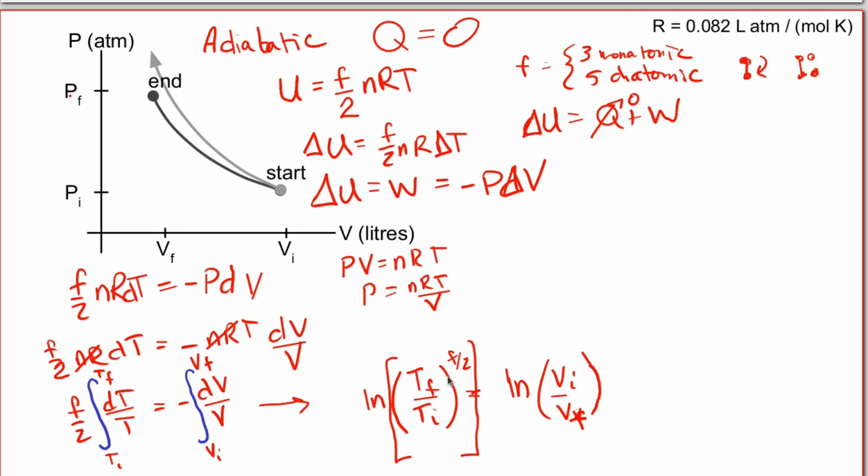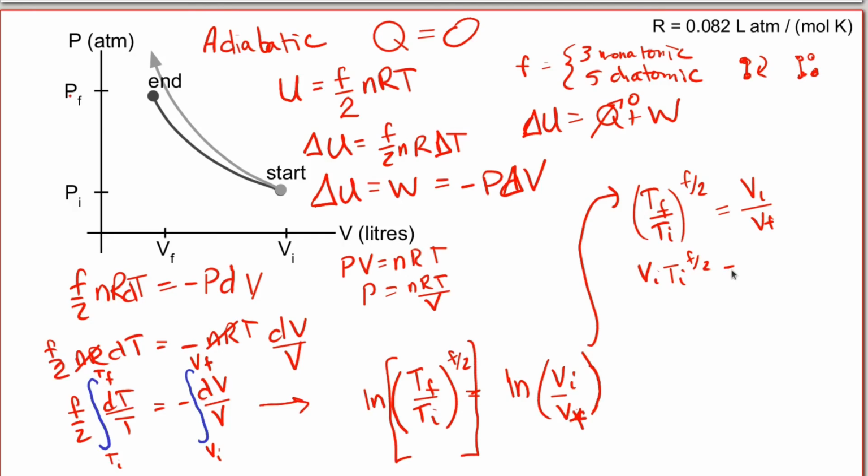So we have two quantities whose natural logs are equal. We can clear these natural logs by exponentiating, take e to both sides, and that shows me that T final over T initial, all to the f over 2, is equal to V initial over V final. Moving finals and initials both to the same side of the equation, this shows us that V initial times T initial to the f over 2 is equal to V final times T final to the f over 2, where f, remember, is the degrees of freedom for the gas type that we're considering.